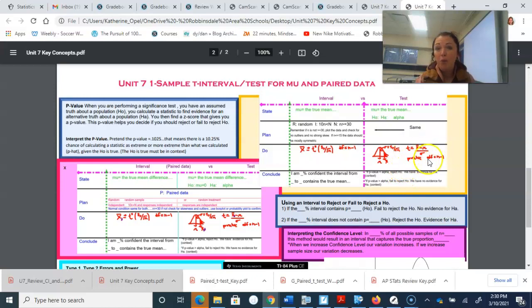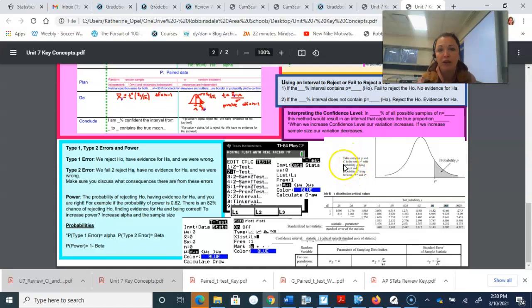Once we get this t-score, what we observe minus the mean, divided by that standard error, Sx divided by the square root of n, we then go to our calculator, and we get that p-value. So let's now go down here and look at our calculator.